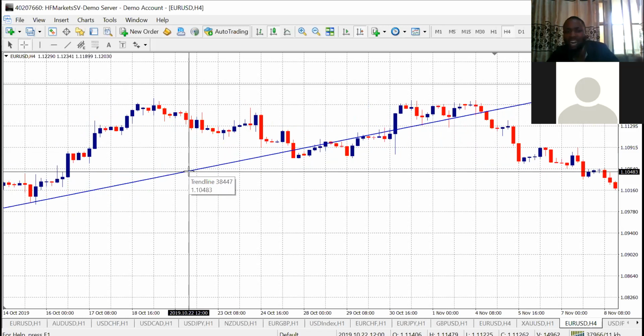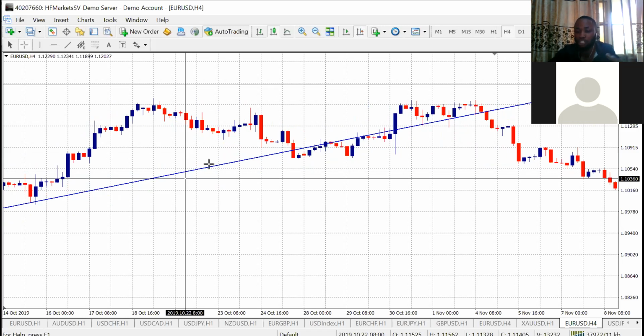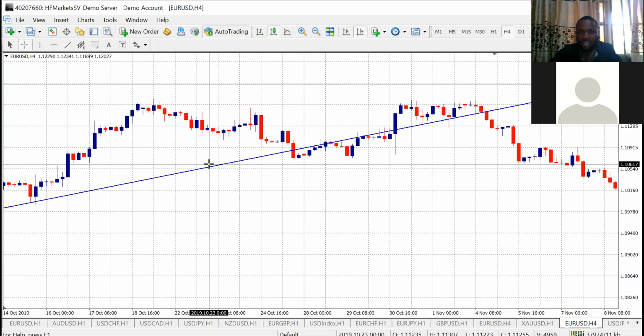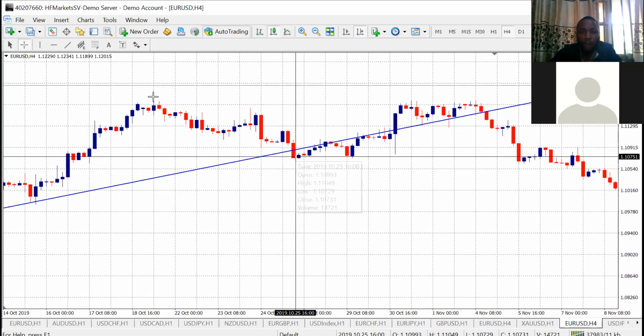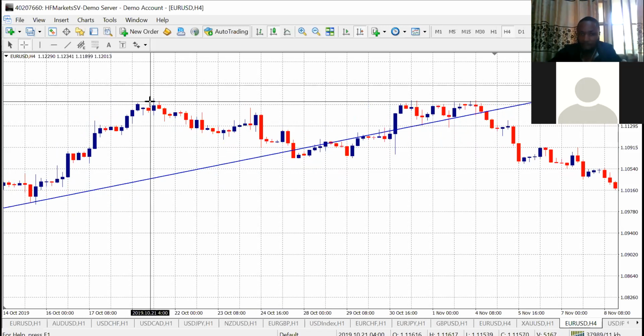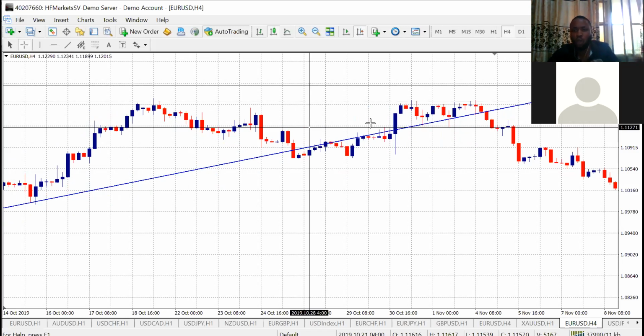This is an uptrend, and this is an ascending trend line. We have two types of trend line. We have a descending and ascending trend line. This is an ascending trend line, which is also a bullish trend line. Understand? So the fact that this trend line was broken and was unable to go above this resistance here, you understand? But it goes up a little.